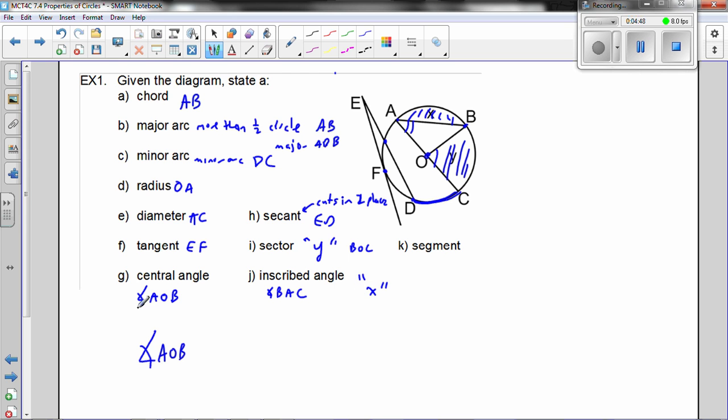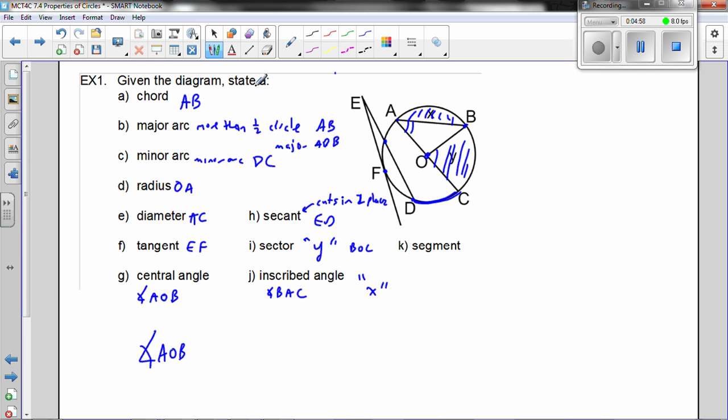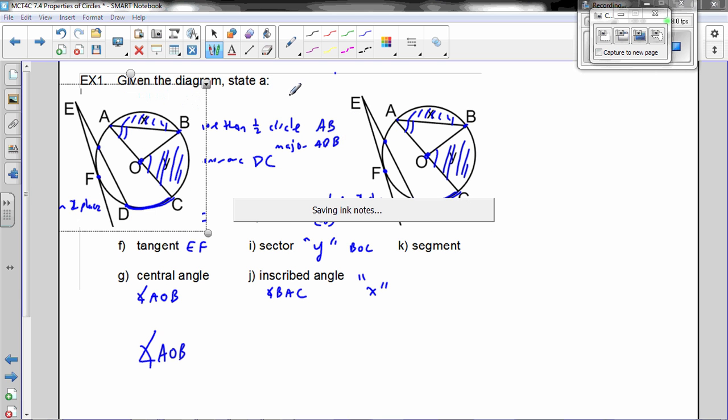Good. Let's go on with example 2. In the diagram above, well, I think I'm going to have to copy this diagram. You've got it right with you. I'm going to have to copy it here. Let me just copy that and put it on the next page as well, just so I have a copy. I'll have all my messy writing on it, unfortunately.